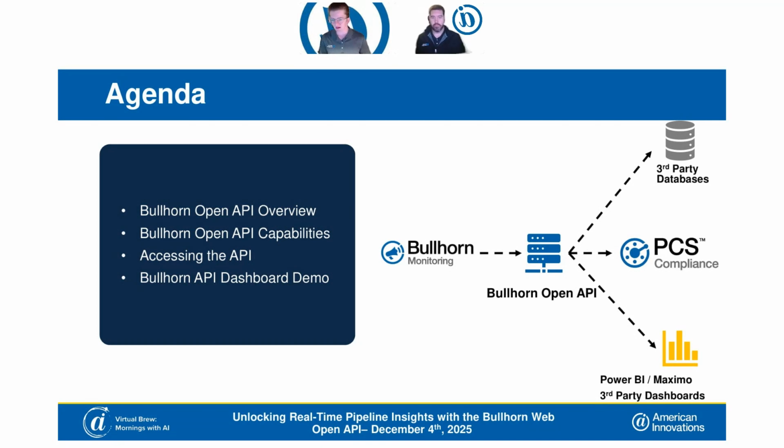Looking on the screen here, we'll be talking a little bit about what APIs are in general, and an overview of the Bullhorn Open API, some capabilities tied to it, and what you can actually do with the API, what is unlocked for you using Bullhorn remote monitors and this new API, as well as how to access this API, what credentials you need, what type of account you need, as well as a bit of a demo of some of the capabilities that can be implemented by you and your teams with the API as well.